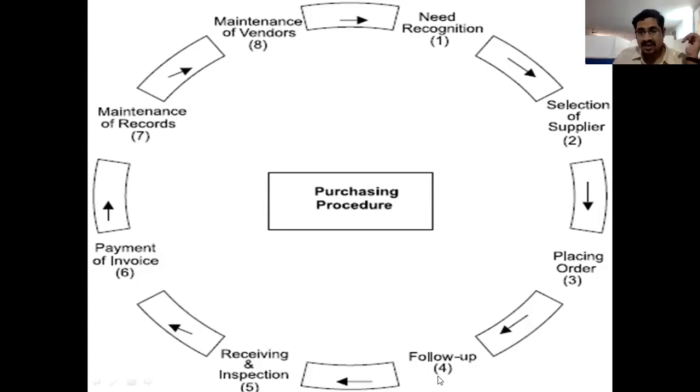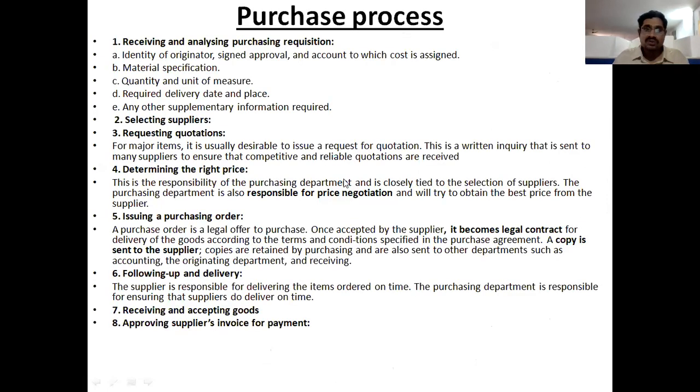After placing the order, follow-up action, and after some time, receive materials from the suppliers and inspect them based upon quality checking, quantity checking, time, and price checking. After checking and inspecting the materials against our orders, pay the invoices, maintain proper records, and maintain a good relation with the supplier or vendor. This is the purchase process.